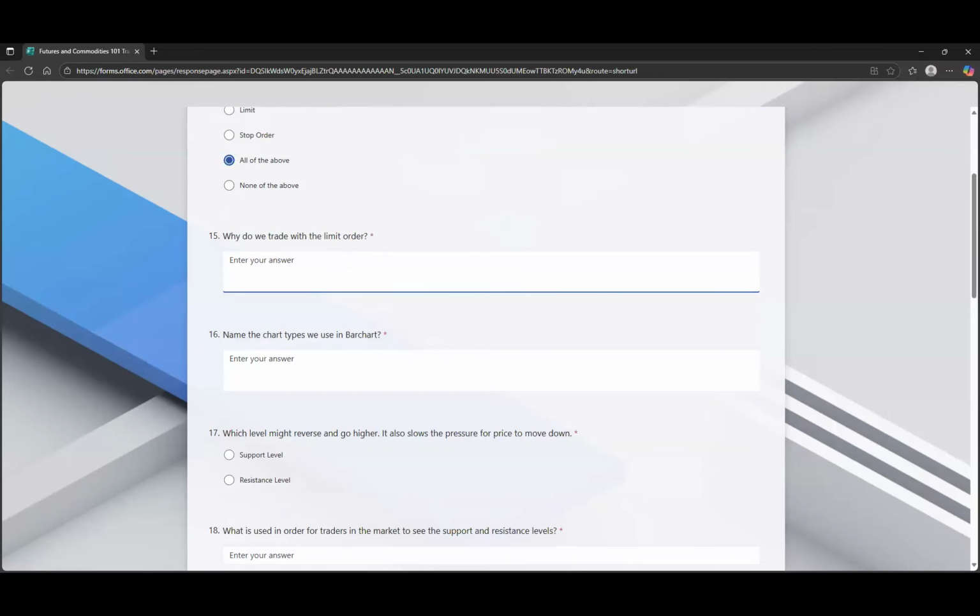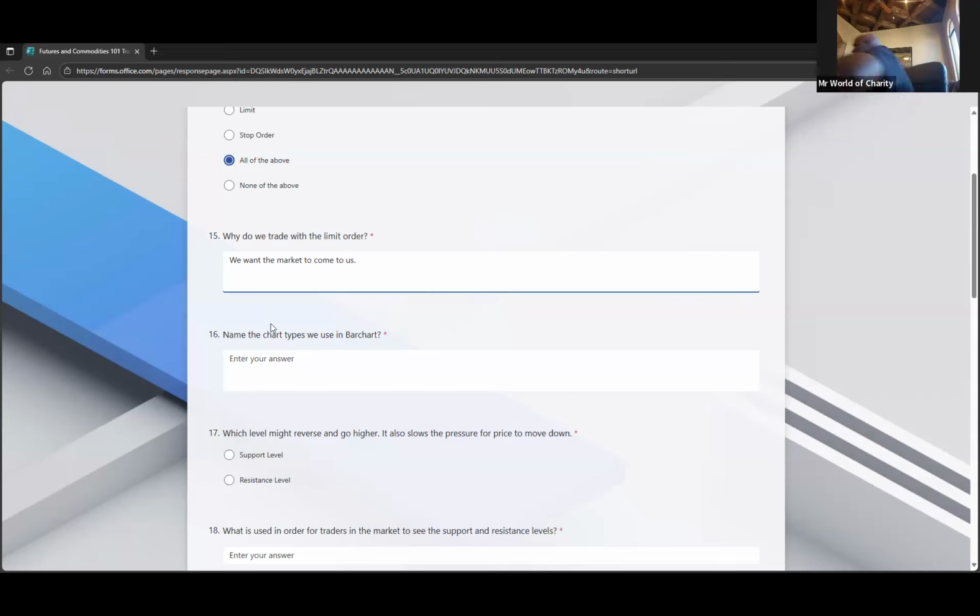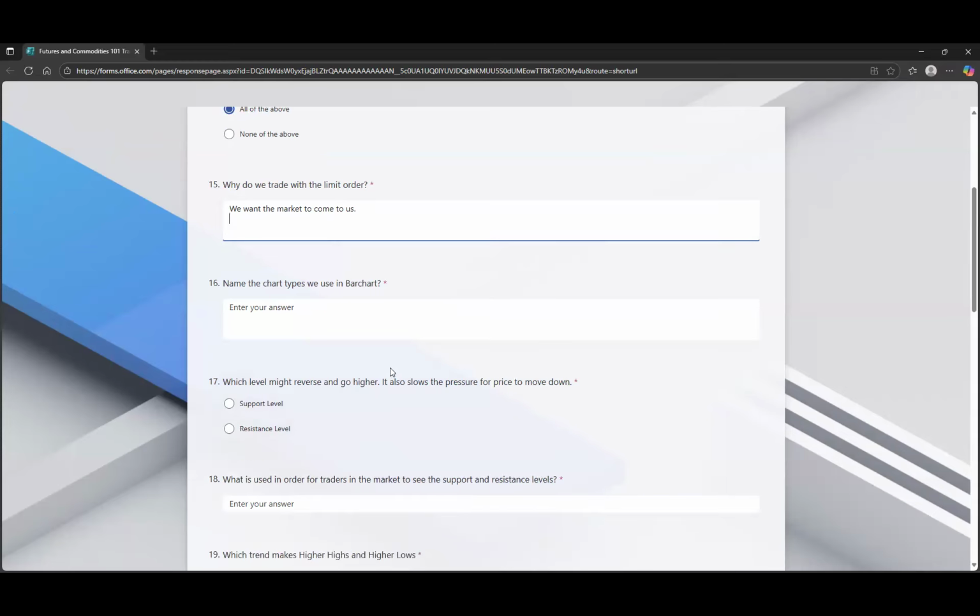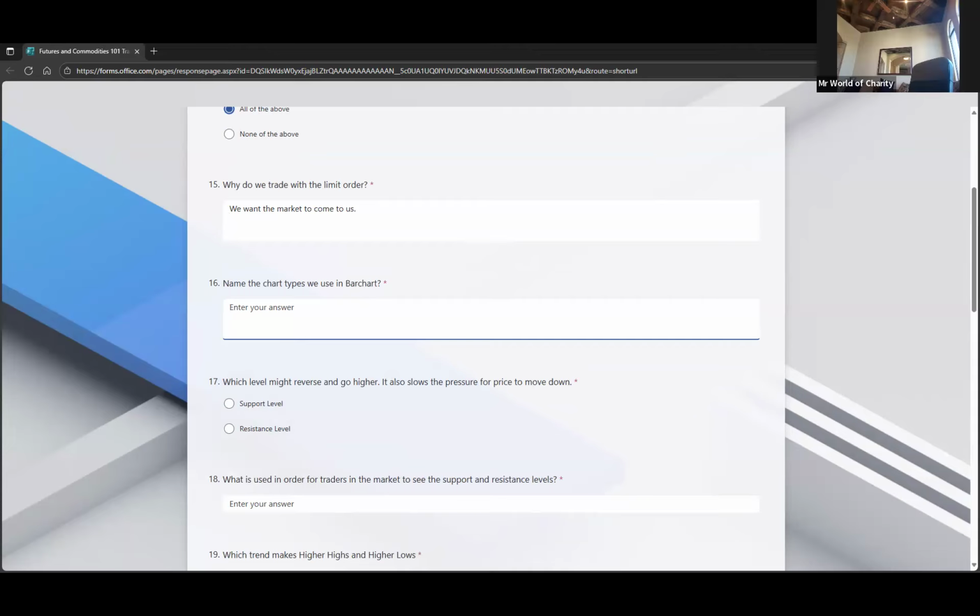Let me act like I am the only one on here. A limit order gives you the control to bring the market to you, and you put a stipulation on your order. With a market order, you just go in at whatever the market is. Anybody else?